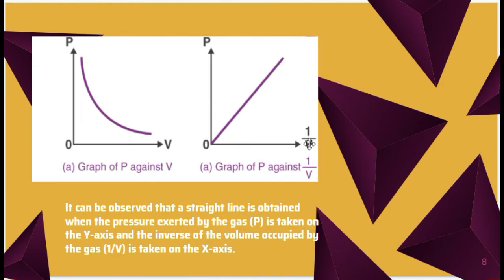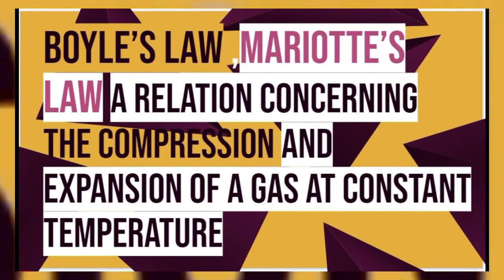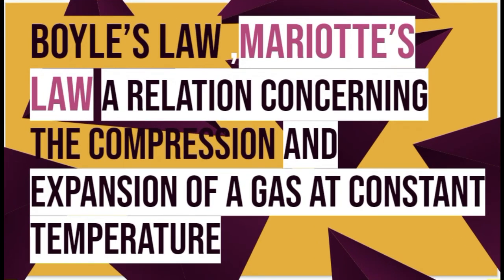Where 1/V is high, the pressure is also high. It can be observed that a solid line is obtained where the pressure exerted by the gas, P, is taken on the y-axis, and the inverse of the volume occupied by the gas, 1/V, is taken on the x-axis. Hopefully this helps you understand the relationship between pressure and volume in Boyle's law. Thank you very much.